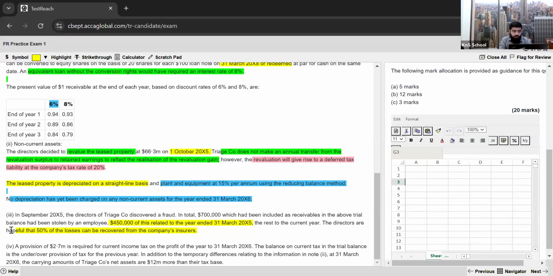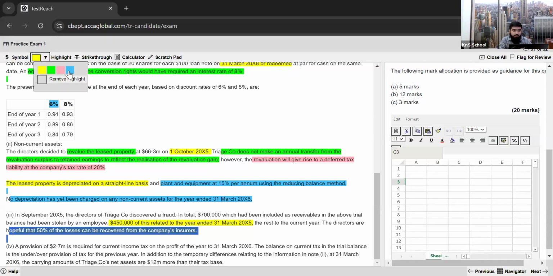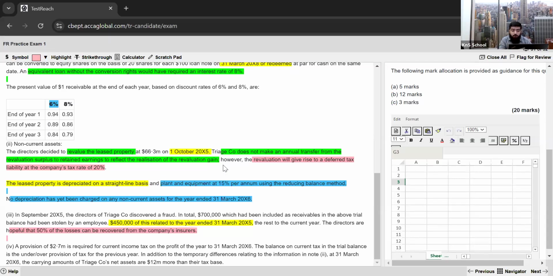Now you have to listen to me very carefully. Directors are not confident, they are not certain, they are not virtually certain. They are hopeful, which means it is possible. No, it's not probable. Directors are hopeful.